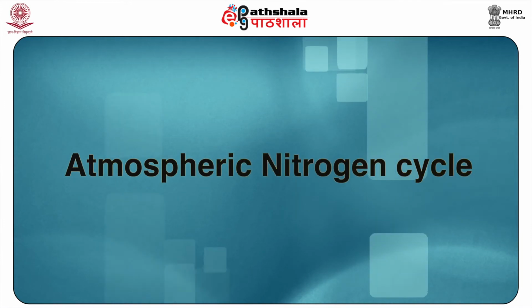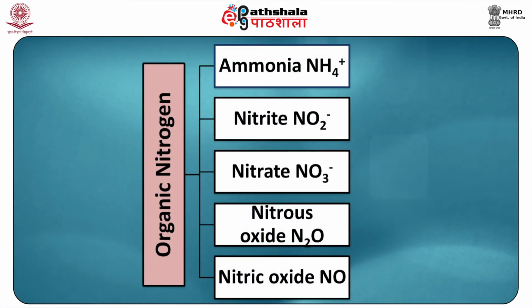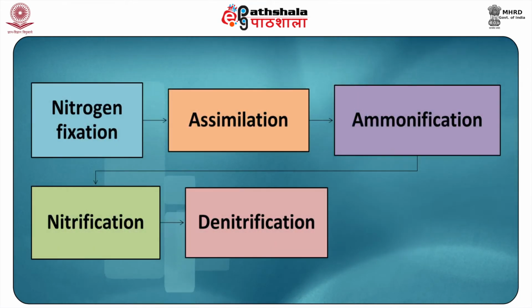Let us have a look at the atmospheric nitrogen cycle. The atmospheric nitrogen cycle is the equilibrium between the inorganic nitrogen gas, that is N2, and the organic nitrogen in the soil and the atmosphere. Organic nitrogen can be present in many forms such as ammonium, nitrite, nitrate, nitrous oxide, nitric oxide, etc. The nitrogen cycle involves transformation of nitrogen from one form to another through various processes like nitrogen fixation, assimilation, ammonification, nitrification, and denitrification. These biological and physical processes are mostly carried out by microbes which either derive energy from this process or require nitrogen in a particular form for their growth.